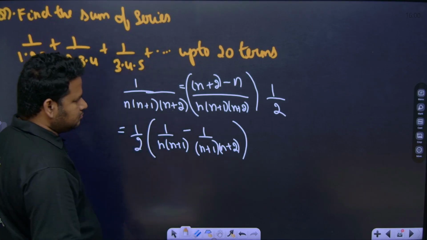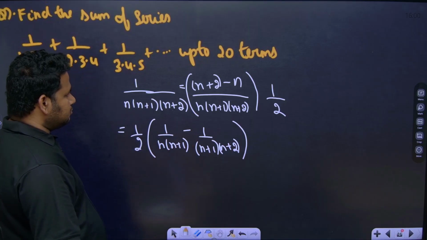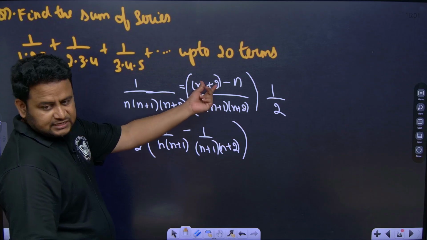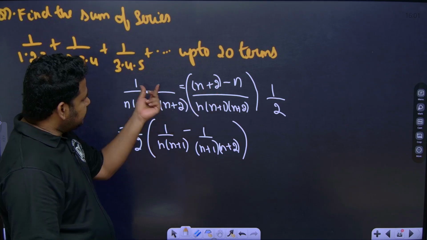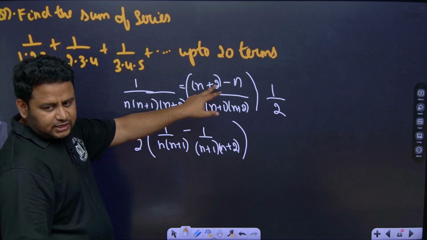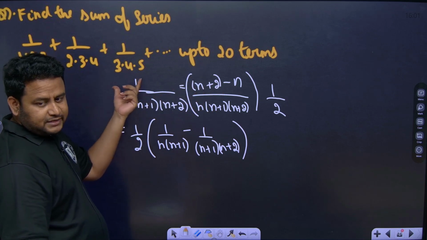1 by n plus 1 into n plus 2. N and L will cancel. Sir, 2 don't multiply, divide here. 2 to multiply, already 2 is here. Here it should be 1, but here I already got 2. Numerator should be 1, but 2 should not come, but it is coming 2.